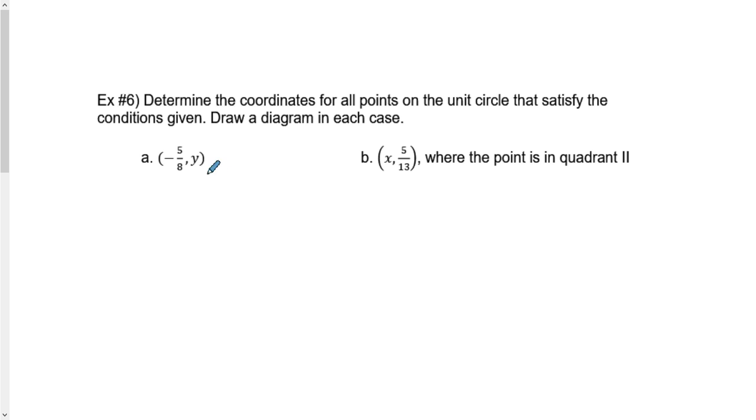Draw a diagram. Long story. We still have that unit circle. We have some points. We have the point negative 5/8, y, and x, 5/13, that is, x comma 5/13ths. Except this point is in quadrant 2. So let's see what that means. We know a few things.